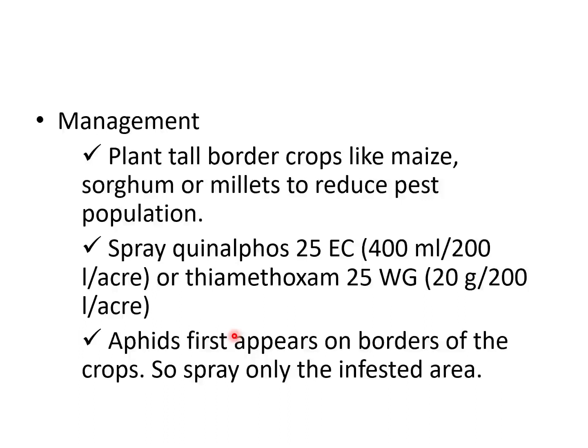Then one thing we can do is go for spot application, because aphid infestation occurs mainly in the border areas first. So if you observe aphid infestation in the border areas first, treat that area alone. Don't go for the entire spray of the entire field. So the management of aphids includes giving a border of tall crops such as maize, sorghum, and millet. Go for insecticide sprays such as quinalphos and thiamethoxam, and try to spray in the initial stage in the border areas where aphid infestation will start. So that is with respect to wheat aphid.